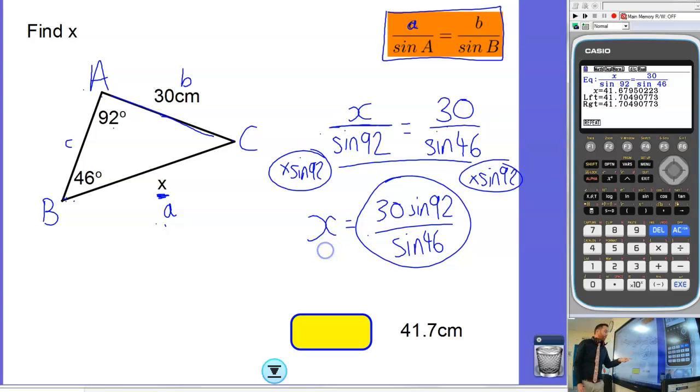I think it's important to understand how we rearrange to make x the subject, to solve it. But equally, if you've got to this point and you can solve it with the solver, use the solver. Why not? Okay, here's one for you to try then.